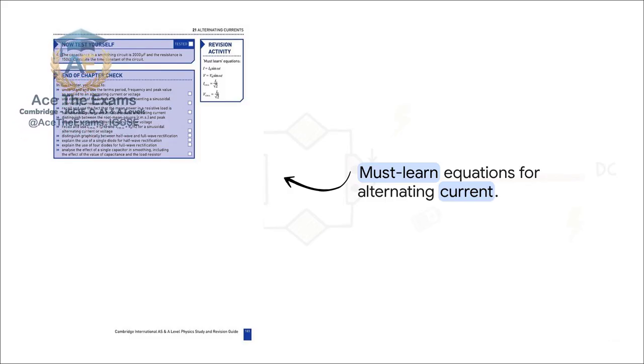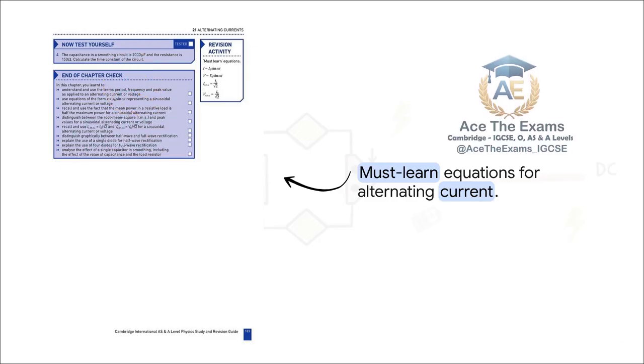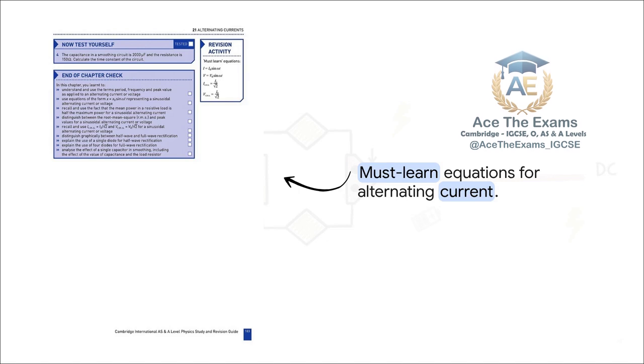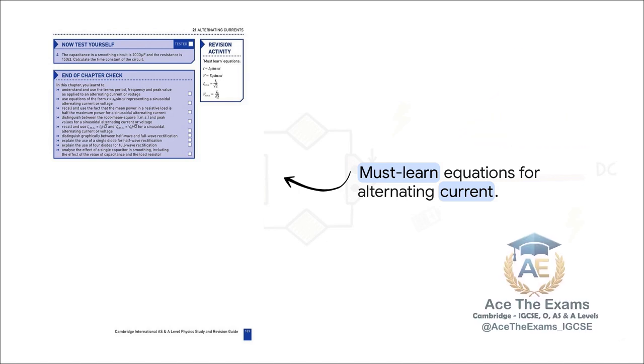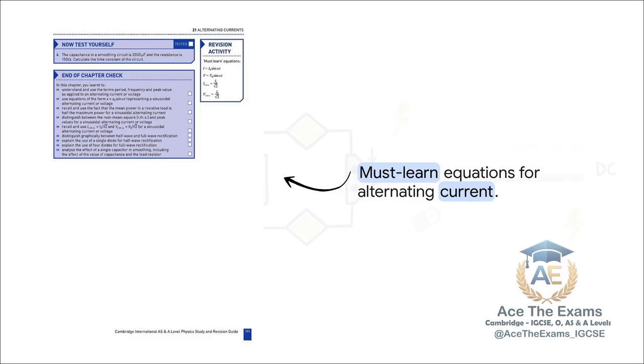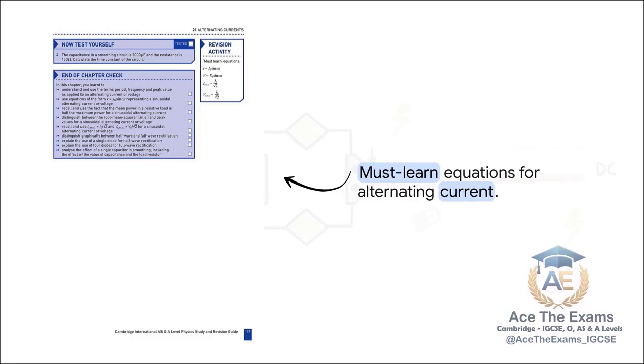First, the sinusoidal wave equations. I equals I0 times sine omega t, and V equals V0 times sine omega t. Second, the crucial conversions. RMS current equals peak current divided by root 2, and RMS voltage equals peak voltage divided by root 2. When you decode a command word like calculate, grab these tools immediately. Don't waste time deriving them. Know them instantly so you can spend your time on the complex explain questions.